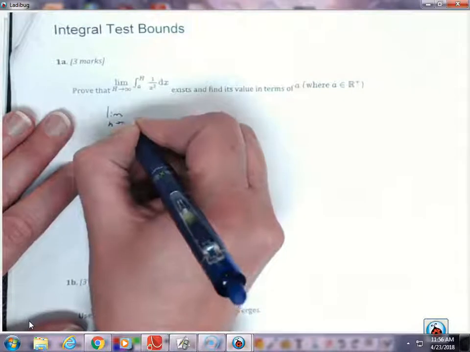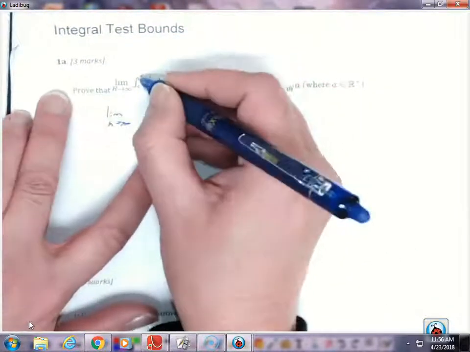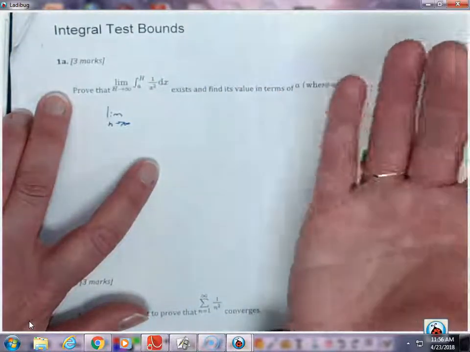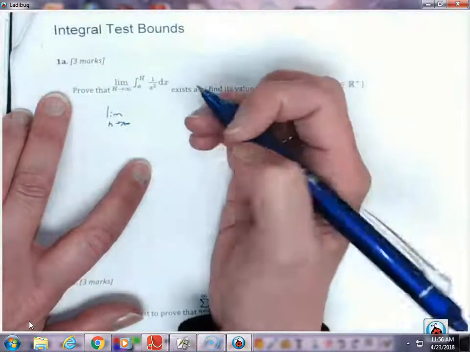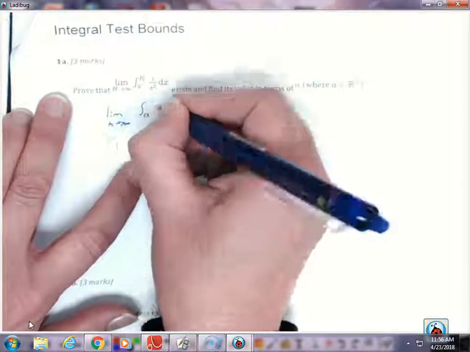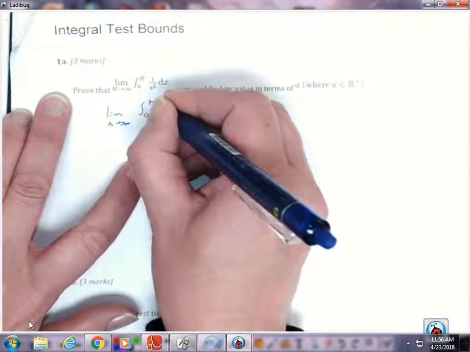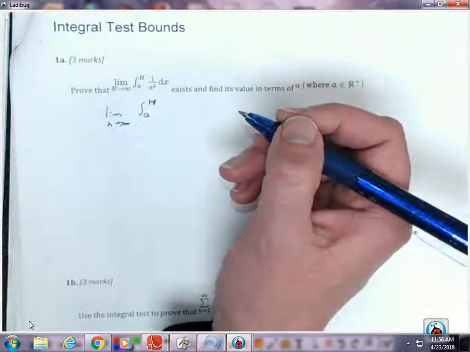Limit as h approaches infinity. So basically they've already taken care of this. Oftentimes it will just look like infinity, and you have to change it to a b and make the limit as b approaches infinity. They basically took care of all that for you. So this is very similar to my integral bounds example where I explained how the bounds worked.